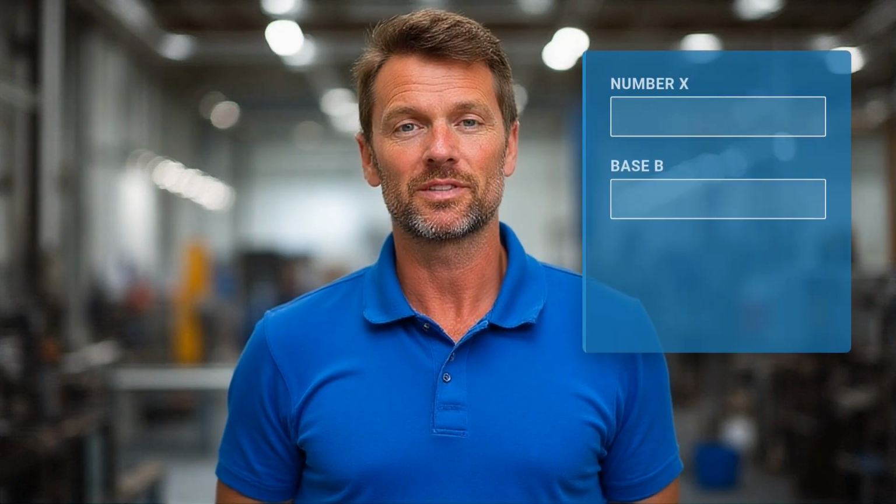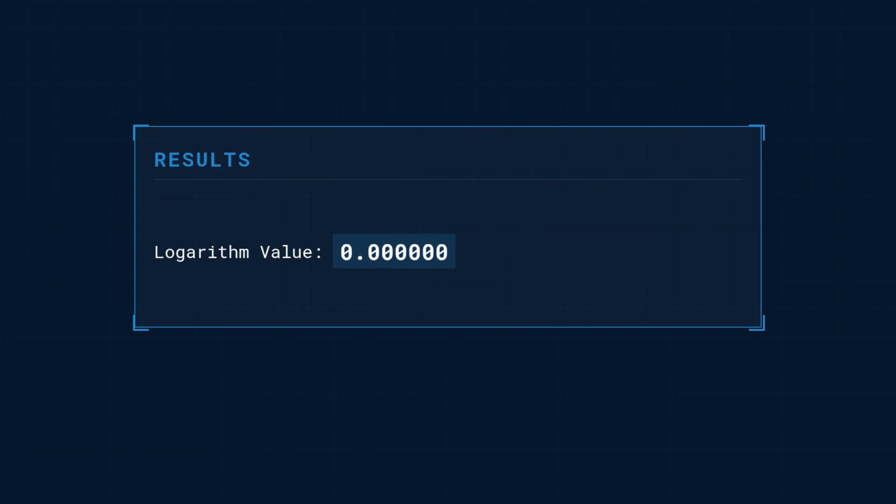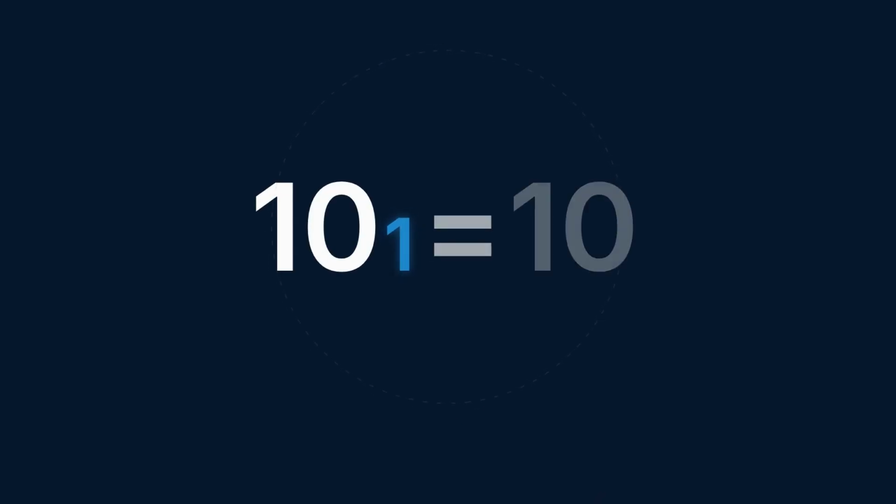Let me demonstrate with a simple example. I'll enter 10 for number x and 10 for base b. After clicking Calculate Logarithm, the results section shows a logarithm value of 1.000. This makes perfect sense because we're asking what power do we raise 10 to get 10. The answer is 1, since 10 to the first power equals 10.